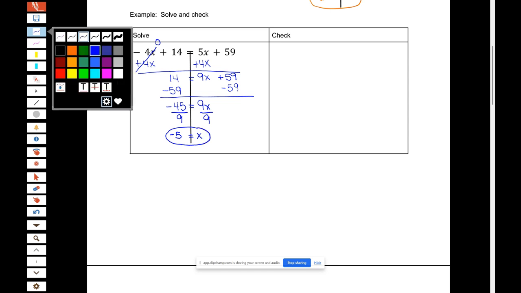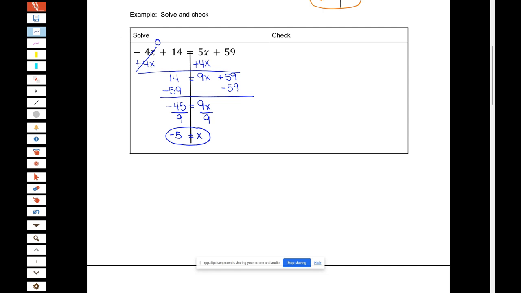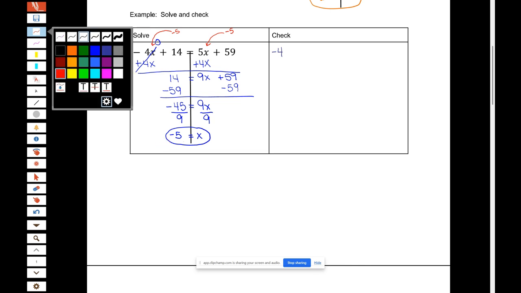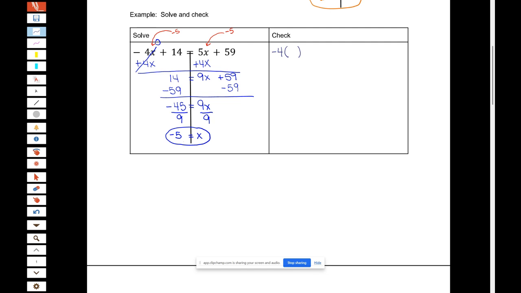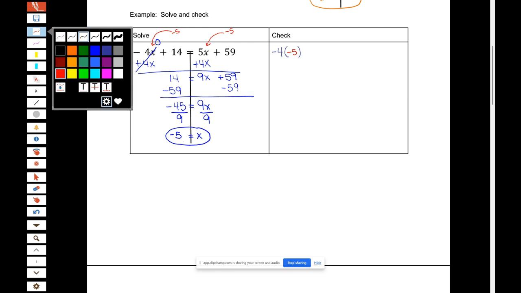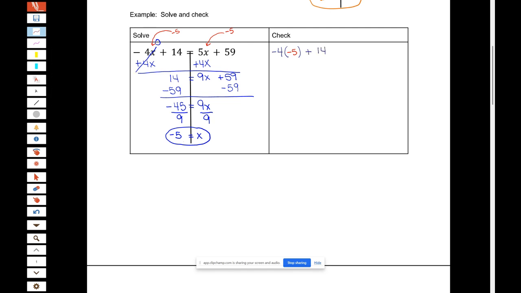Now, before I call that done, I'm going to need to check my answer. When you check the answer, you rewrite the equation, but the answer that you got, the negative 5, is going to go everywhere there's an x on either side. So I am going to do negative 4 times that negative 5 plus 14 equals 5 times negative 5 plus the 59.